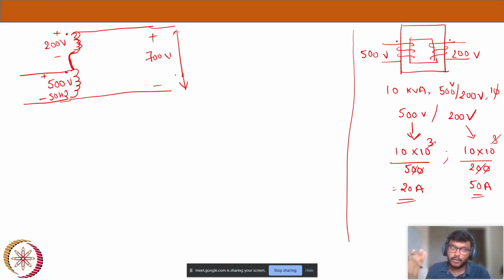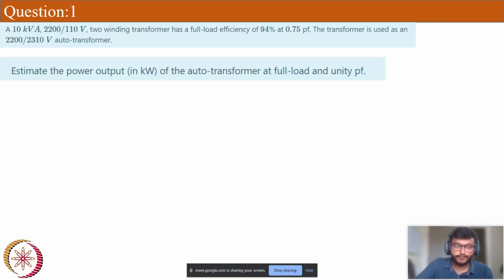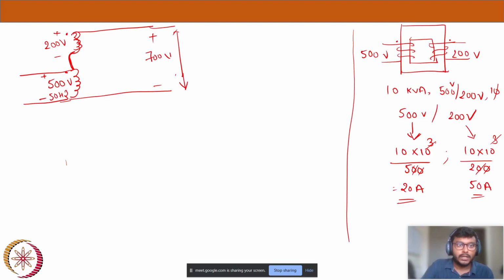So this is interesting, because now it's nothing but an auto transformer connection. Why did I say auto transformer? Because the input is 500 volts and the output is 700. It's like I'm stepping up the voltage, from 500 volts to 700 volts. That's an auto transformer. What does it do? It steps down and steps up the voltages. So this is nothing but an auto transformer stepping up operation.